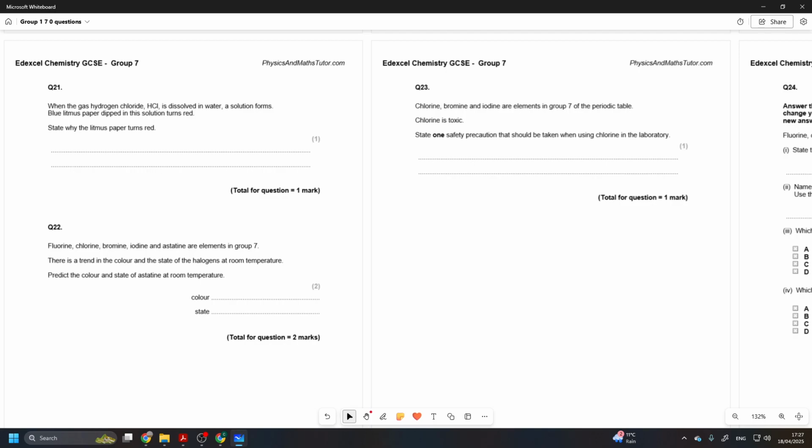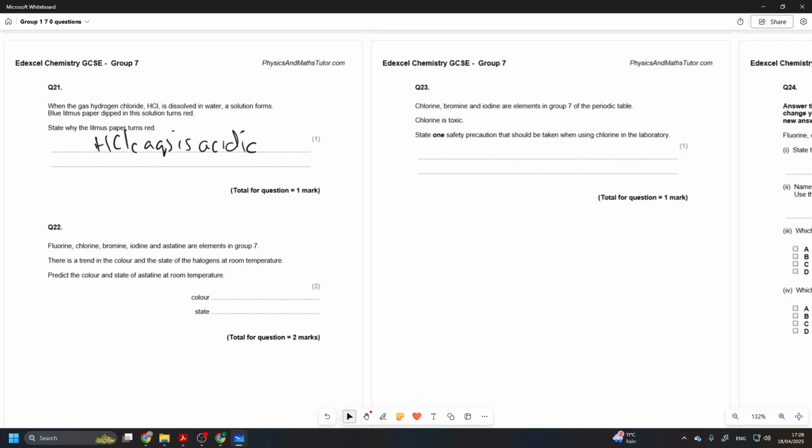A solution forms. Blue litmus paper dipped in the solution turns red. State why the litmus paper turns red. Okay, that's because HCl(aq) is acidic. That's why it turns red.